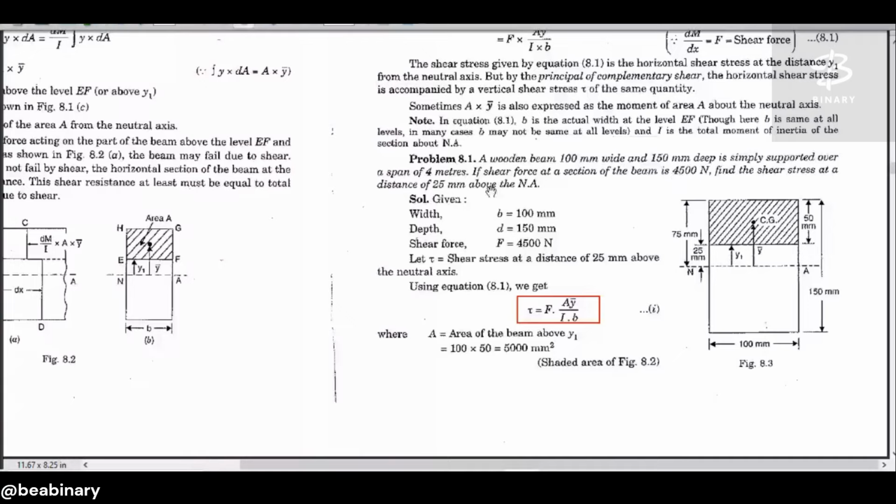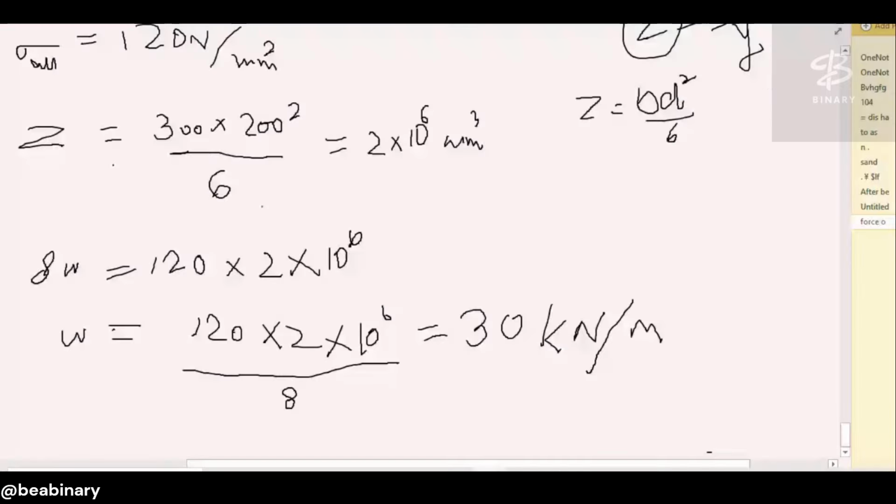ठीक है, तो इसमें उन्होंने पूछा है कि आपको shear stress कहाँ निकालना है, distance of 25 mm above the neutral axis. Size of the beam is 100 mm wide है, 150 mm deep है. This is B, this is D, and it's simply supported beam. Span is 4 meter. ठीक है. If shear force at a section of the beam is 4500 Newton, तो आपको इसमें shear force की value given. So you have to calculate the shear stress at a distance of 25 mm above the neutral axis.